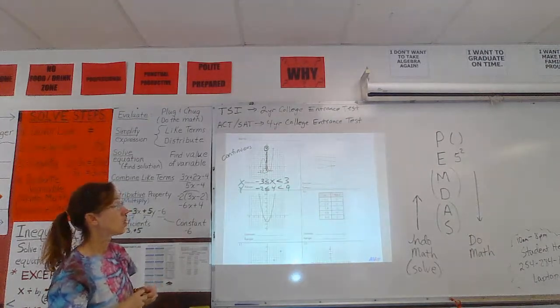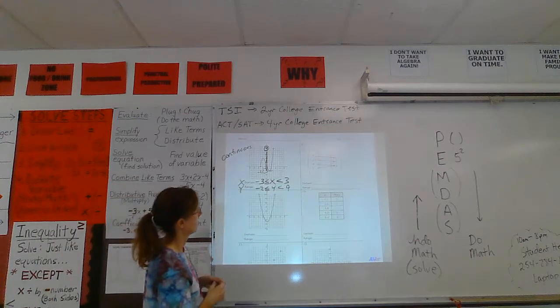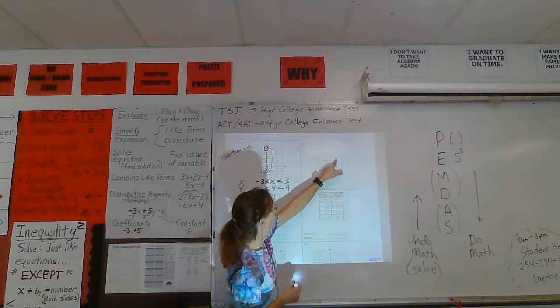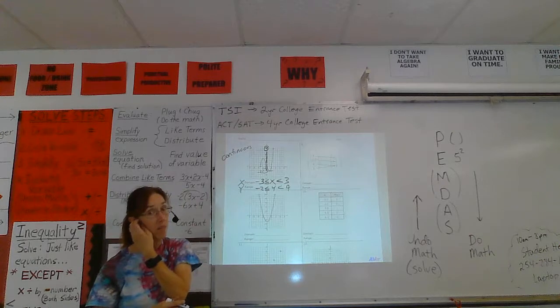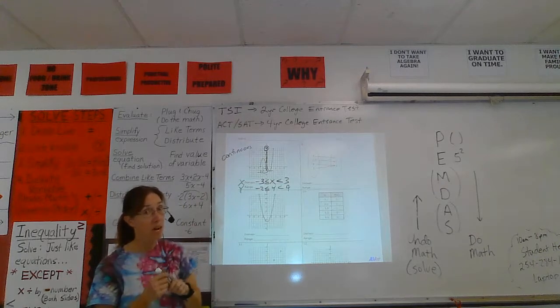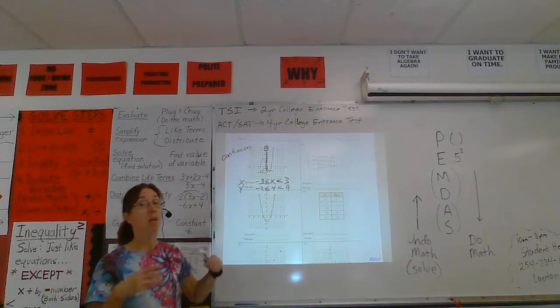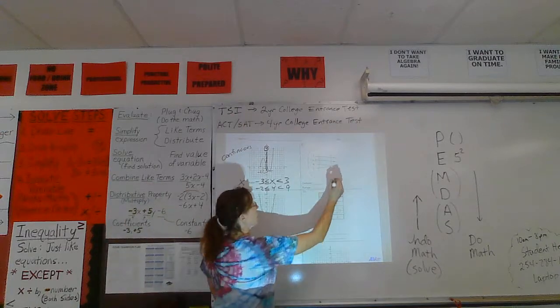Okay, number 8, discrete or continuous. Well, that's 1 point, that's a point, that's a point, that's a point. So it looks like I've got 4 points on a graph. And if it's 4 individual points on a graph, there's nothing that tells us they're connecting them. So as far as we know, it is discrete.